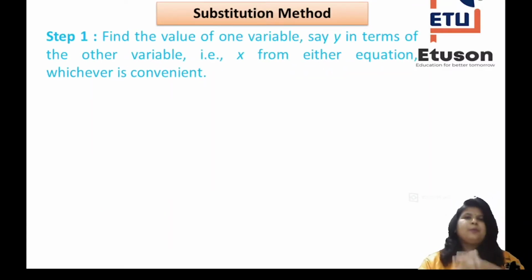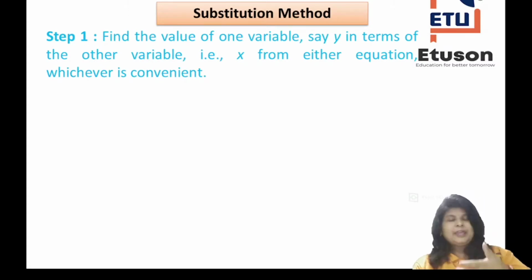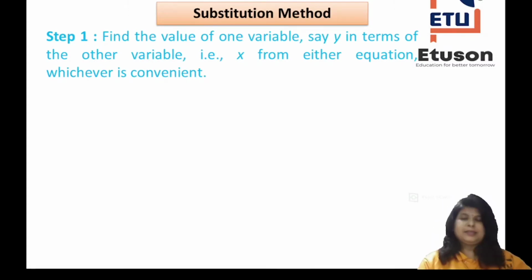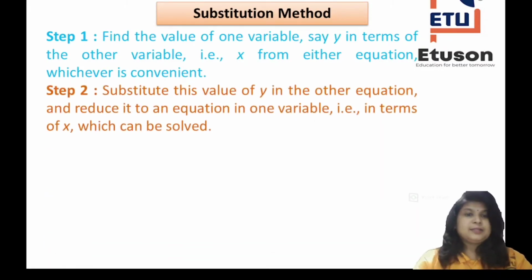In step 1, you have to find the value of one variable, say y, in terms of the other variable, that is x, from either equation, whichever is convenient. That means if you have a pair of linear equations, you are going to represent y in terms of x. You are free to choose either equation. Correct? So what is the second step?